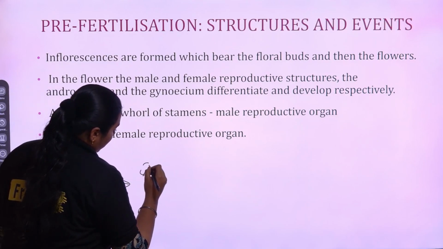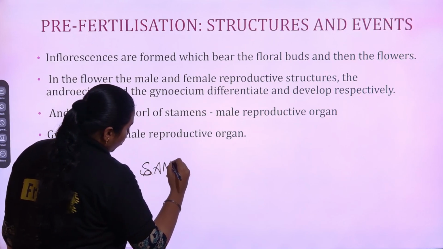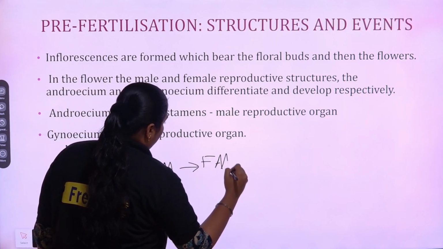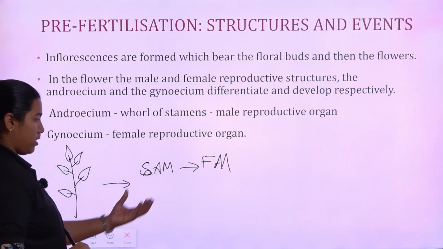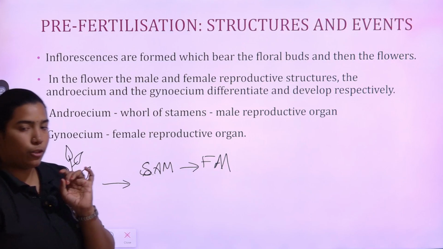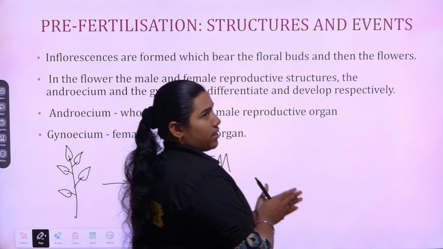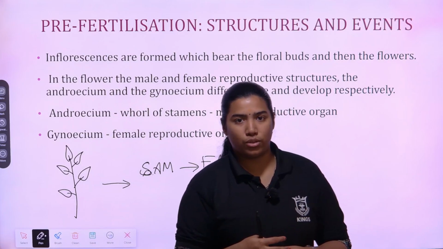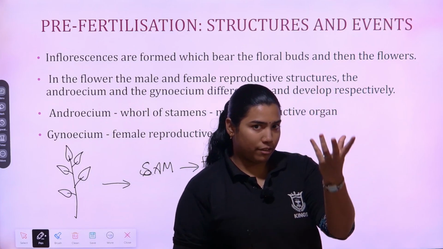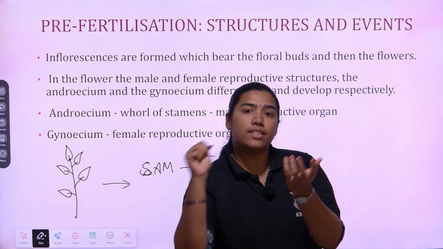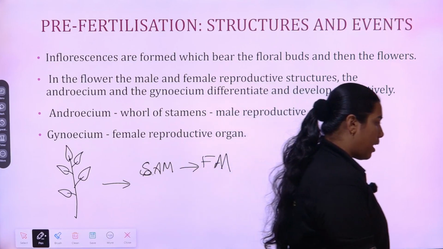Okay? And then there will be shoot apical meristem. This shoot apical meristem will be converted into floral meristem, FM. Shoot apical meristem is the meristem present at the tip of the shoot. That will gradually get converted into floral meristem, and that floral meristem will give rise to the floral primordia, and floral primordia will give rise to the flower. So before you see a flower, a lot of things will happen that will decide that a flower is going to come up.